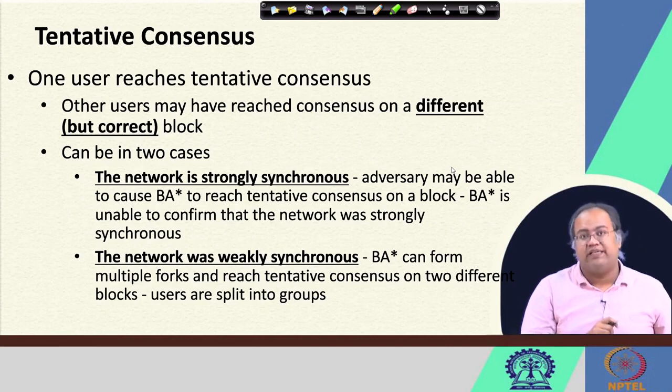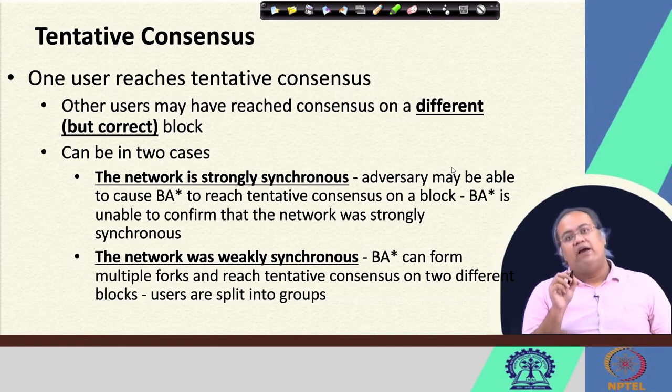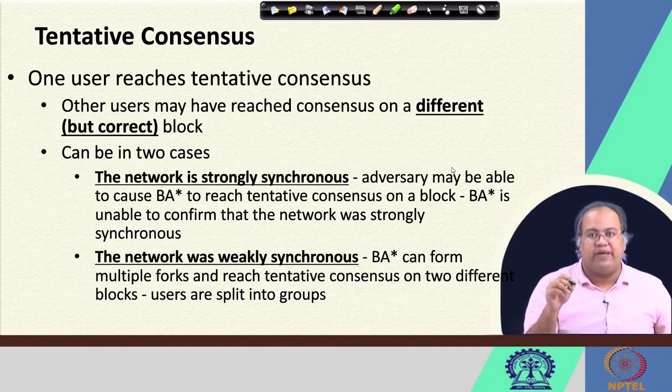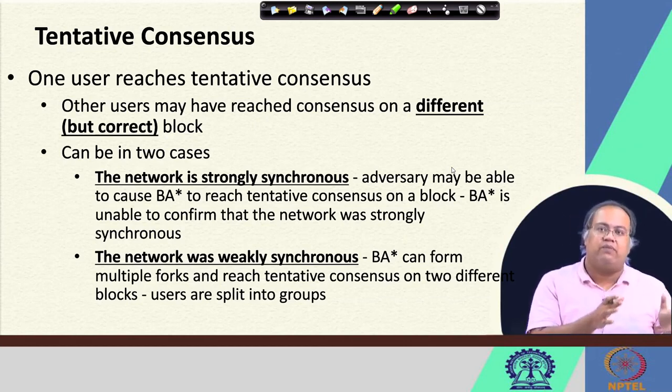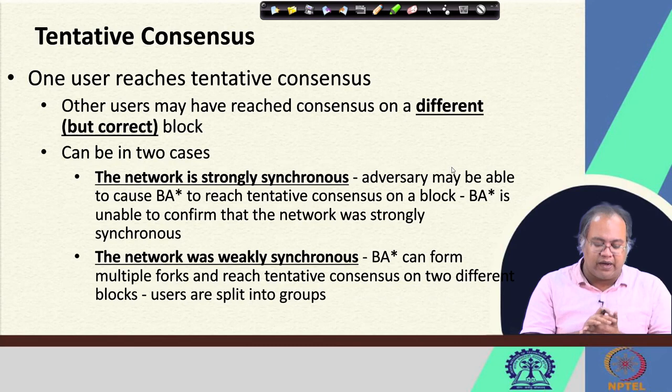And tentative consensus says that when one user reaches tentative consensus, other users may have reached consensus on a different block. That different block may be a correct block. This is a scenario similar to a fork. In the case of a fork, as we have seen in Bitcoin, different blocks get committed, both of the blocks are valid, but both of them got committed eventually. When a fork is generated, a part of the users on the network have agreed on one block and part of them have agreed on a different block. That scenario we call a tentative consensus here.